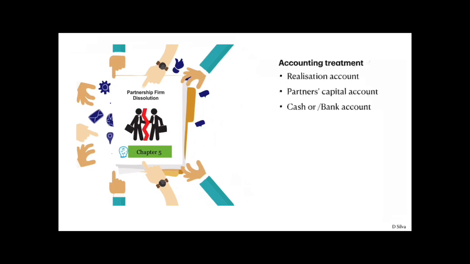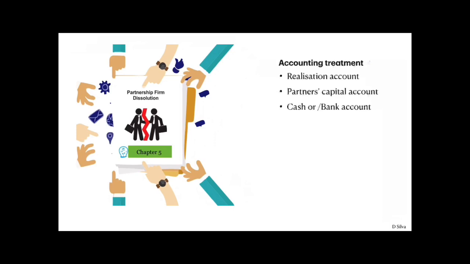Dear students, today, before we take up the very first solution, I would like to bring to your notice what are the accounting treatments that are being dealt under this chapter, Dissolution of Partnership Firm. So the first account that we are going to prepare is realization account. Second, partners capital account. Third, cash or bank account.